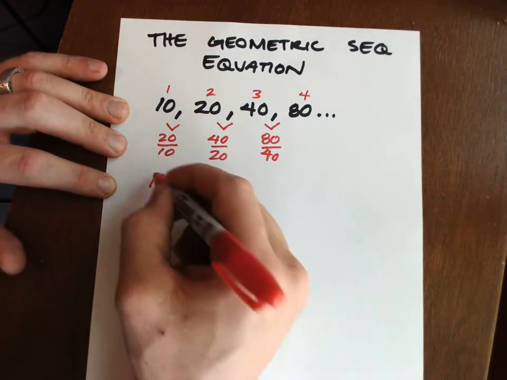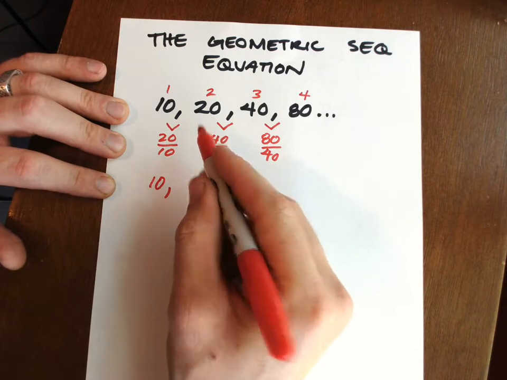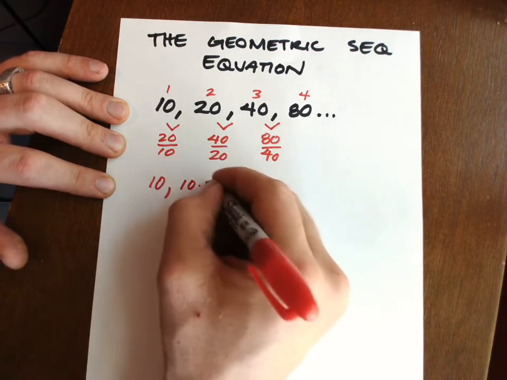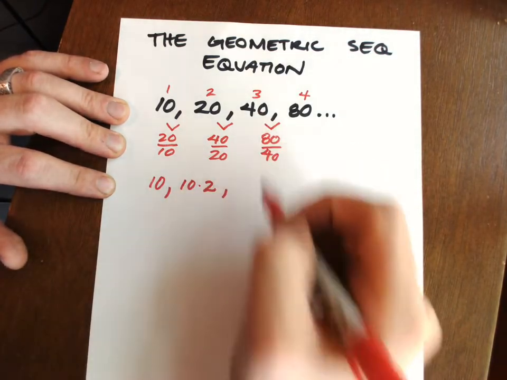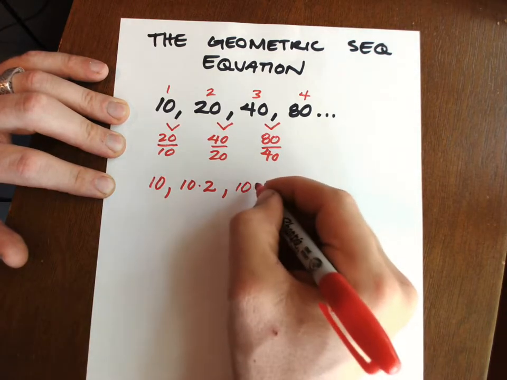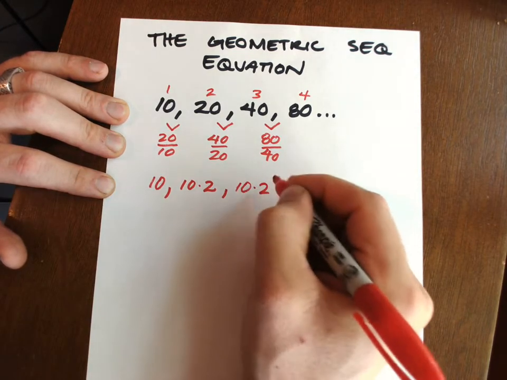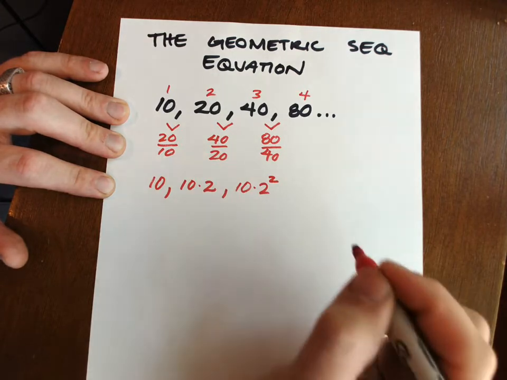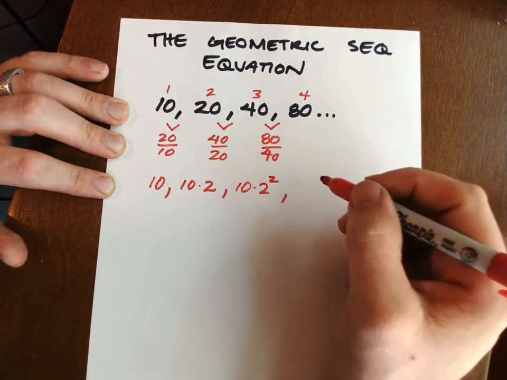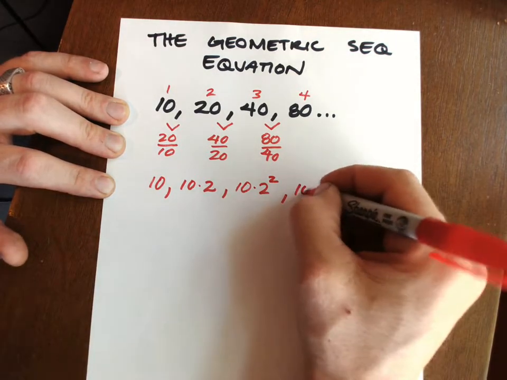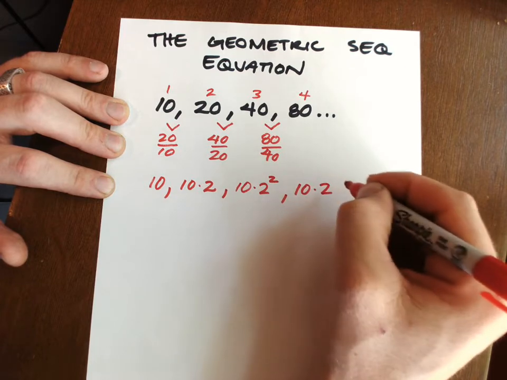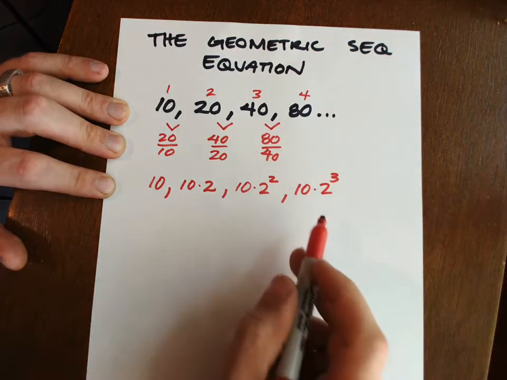We can say that the first number is 10, but the second number can be expressed as 10 times 2. And the third number can be expressed as 10 times 2 times another 2, or 2 squared, if you will. And the 80 then would be 10 times 2 times 2 times 2. There would be 3 2's repeatedly multiplied.